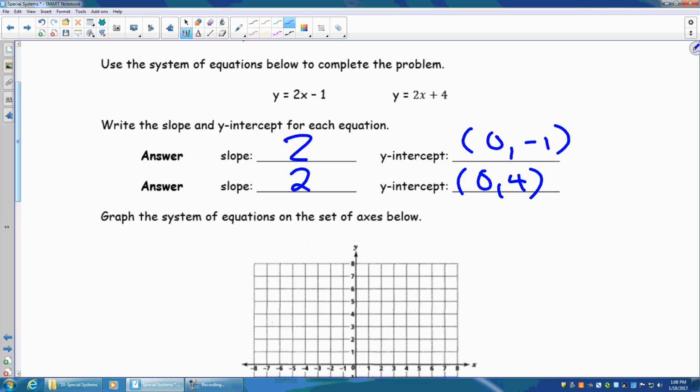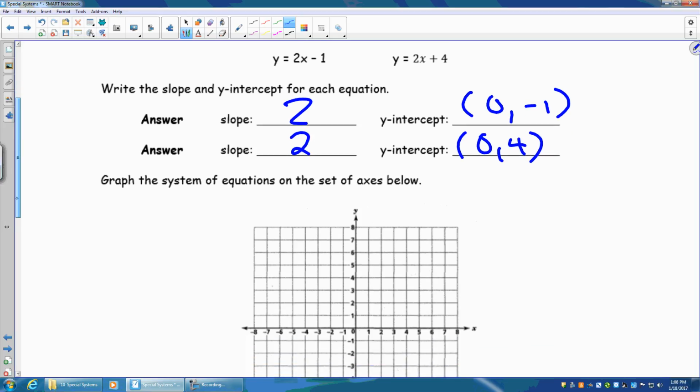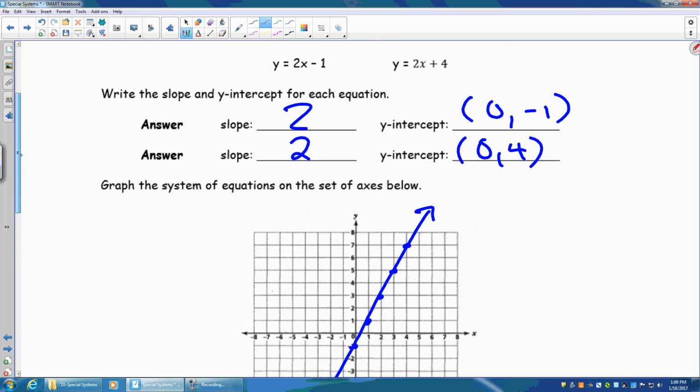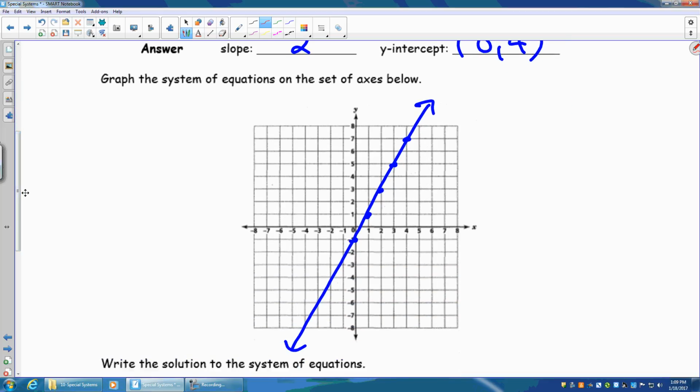So when I graph this first one, I probably should have done it in different colors, but when I graph this first one, I'm going to go down here to -1, and I'm going to go up 2 and over 1 a couple times, and end up getting that line. And then the second one, why don't we change colors? It starts at 4 and then goes up 2 and over 1. And where are these two going to touch?